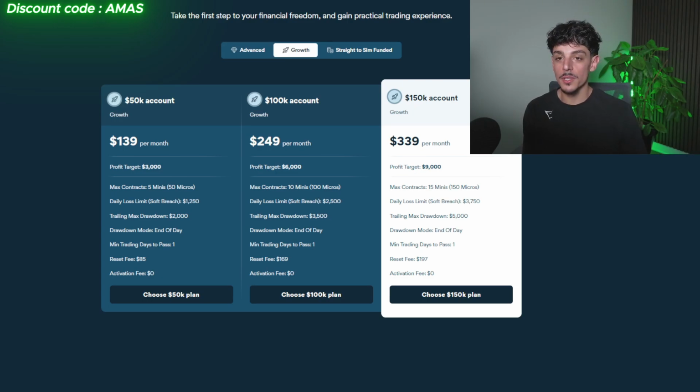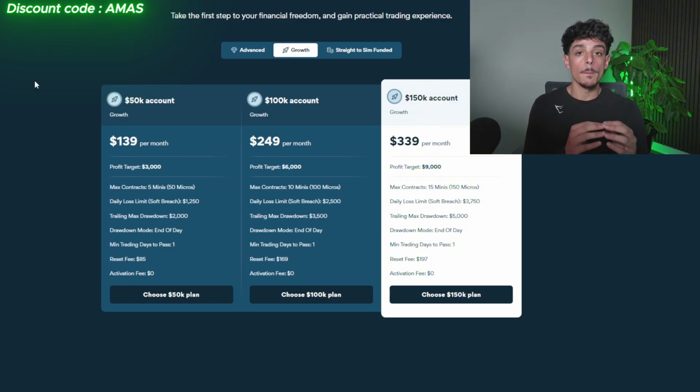Let's talk about the growth accounts. We have the 50K, the 100K, and the 150K account. So the difference with the growth and the advanced is that the growth account does not have any activation fees. Okay, it doesn't have any activation fees. The account costs a little bit more in the beginning, so it's $139. With code AMOS, it's $97. Okay, but you don't have to pay any activation fees.